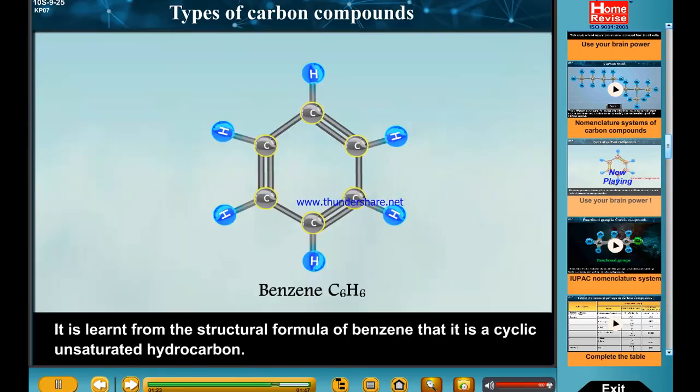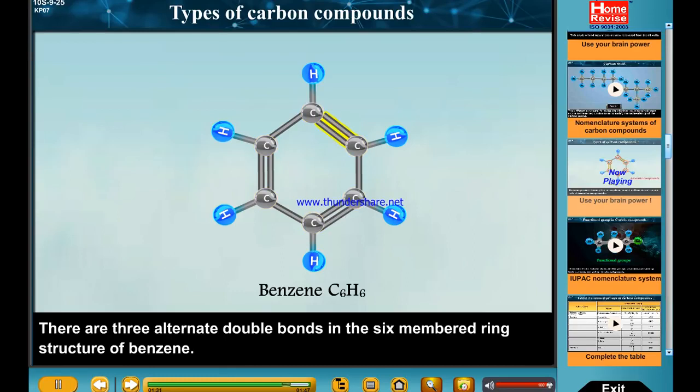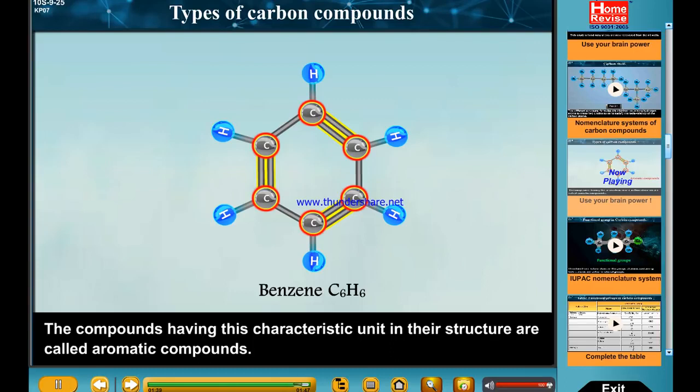It is learned from the structural formula of benzene that it is a cyclic unsaturated hydrocarbon. There are 3 alternate double bonds in the 6-membered ring structure of benzene. The compounds having this characteristic unit in their structure are called aromatic compounds.